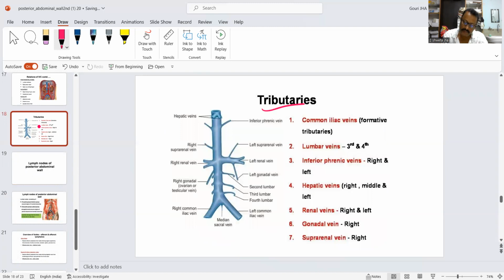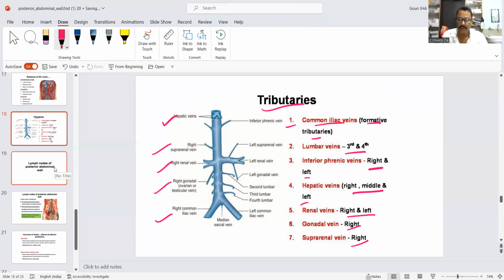Regarding its tributaries, as the name suggests, the veins follow the arteries. So the common iliac vein is a formative tributary, then the lumbar veins, then the inferior phrenic veins from right to left, the hepatic veins right, middle, and left, the renal veins right and left, the gonadal vein right, and the suprarenal vein right side. So we could see the hepatic vein over here, the right suprarenal, right renal vein, right gonadal vein, common iliac vein. These are the veins which are draining into the inferior vena cava.